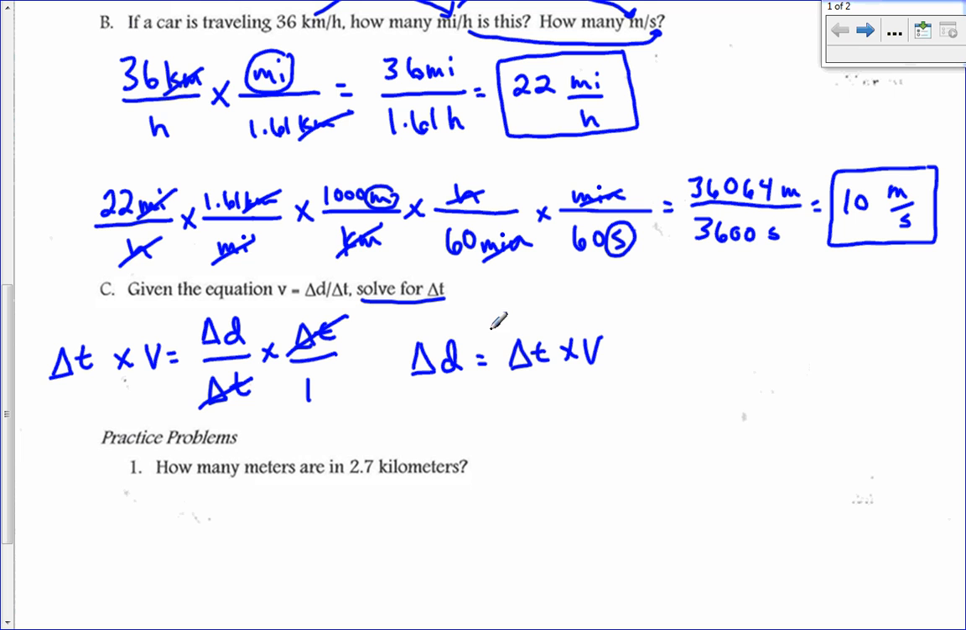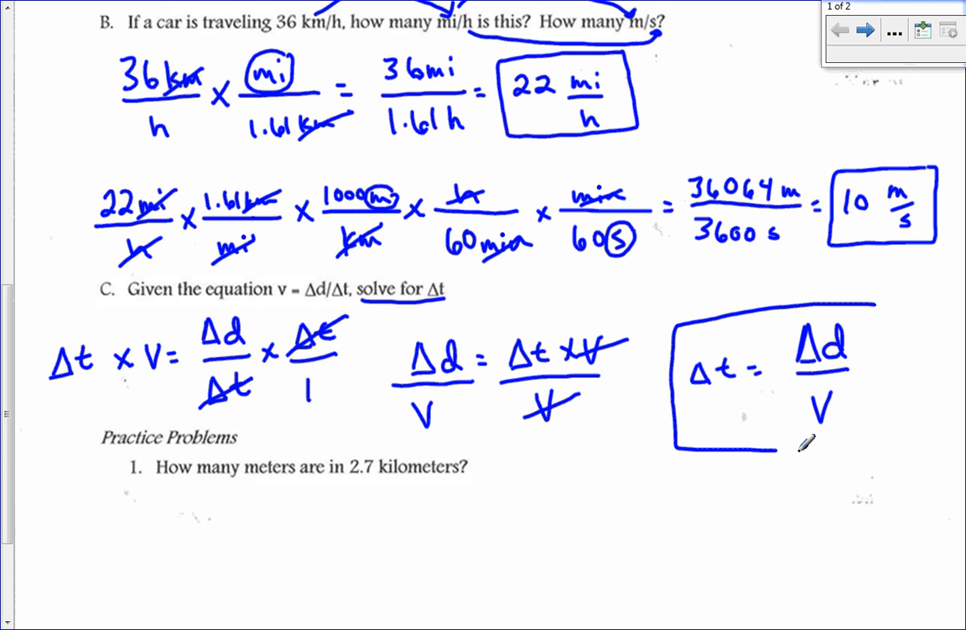Gives us distance. But we don't want distance. We want delta t. So now we've got to get rid of v over here. So to get rid of velocity, since we're multiplying, we're going to divide out velocity. Rules of algebra tell us whatever we do on one side of the equation, we have to do on the other side of the equation. So we're going to divide out velocity over here. Cancel velocity, and we've done it. We solved for delta t. Rewrite the equation. Delta t is given by delta d over velocity. You must do this algebraically. You must show your work.